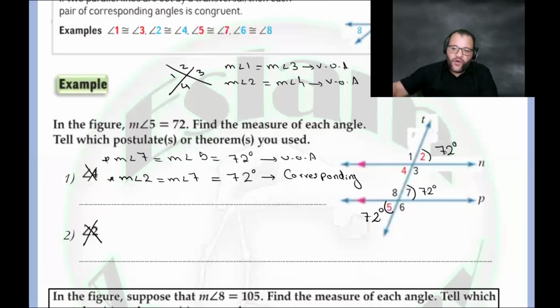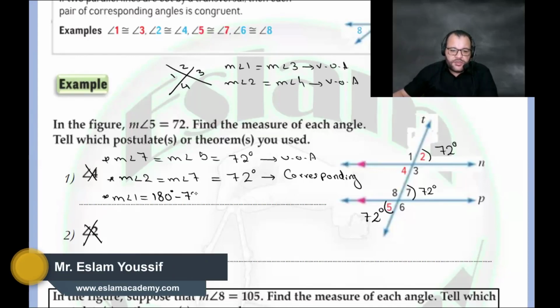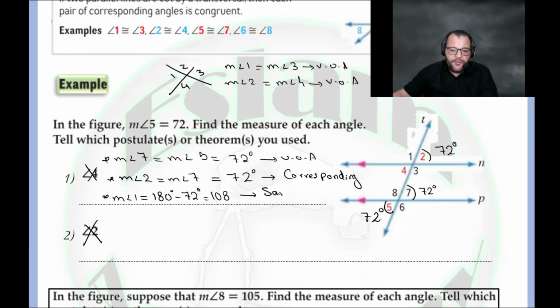I need to use angle 2 to find another angle. Use angle 2 to find any angle. Angle 2 plus angle 1 is equal to 180. So the measure of angle 1 equals 180 minus 72 equals 108, because they lie on the same line. Now we find that the measure of angle 1 is 108.